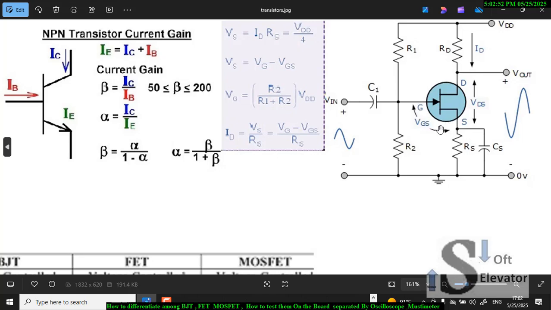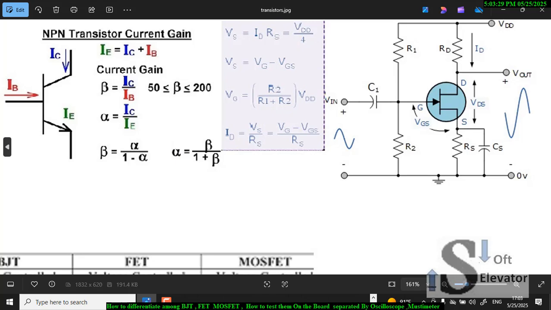How to calculate VGS? It's very simple. VGS equals VG minus VS. This equation. And this VS is ID times RS, because ID, this one, is equal to this one. So ID equals VS over RS.